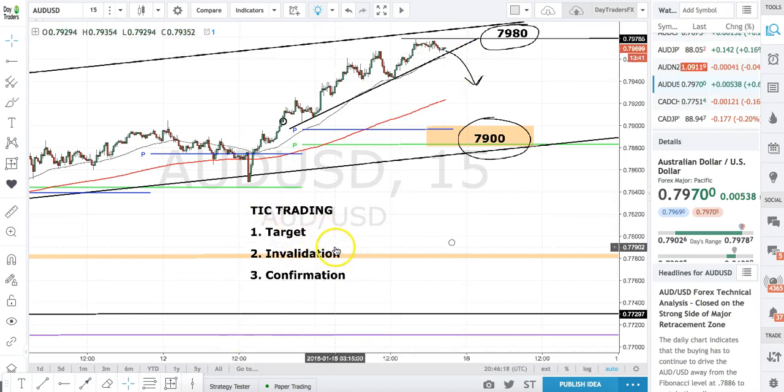But you've got to remember, it's all about TIC trading: target, invalidation, confirmation. Sounds like a bunch of mumbo jumbo, but hopefully that makes sense. It's really simple stuff. Confirmation, my invalidation point up there, high probability target. There's my beautiful target right down there below.